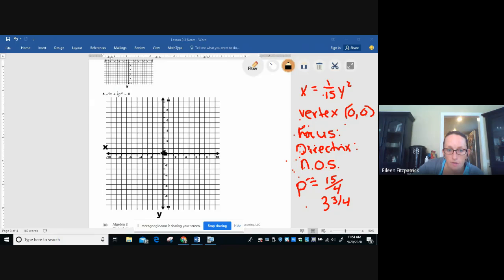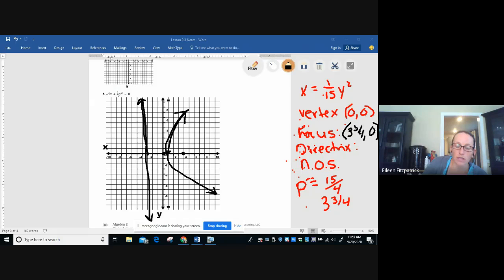So here is my vertex. Here is my focus. My parabola is going to be super wide. And then my directrix is a line like that. So your focus, where is it located? To get to your focus, you move to the right 3 3/4 and up 0. So it's (3 3/4, 0). And if you wanted to change that into (15/4, 0), you could.